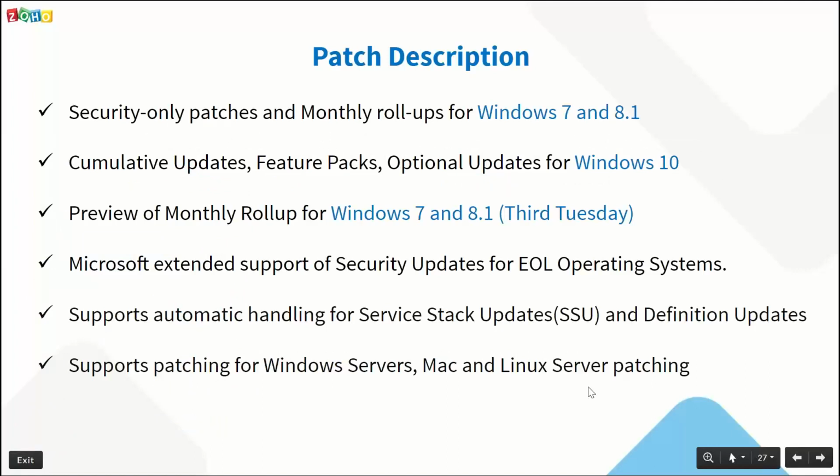Before we go about patching, let's initially clear a few doubts regarding the updates that should be installed. Let's take a look at Microsoft's method of releasing updates and its recommendation to installing these updates. So as you can see, the important updates for Windows 7 and 8 are the security-only updates and the monthly quality rollout.